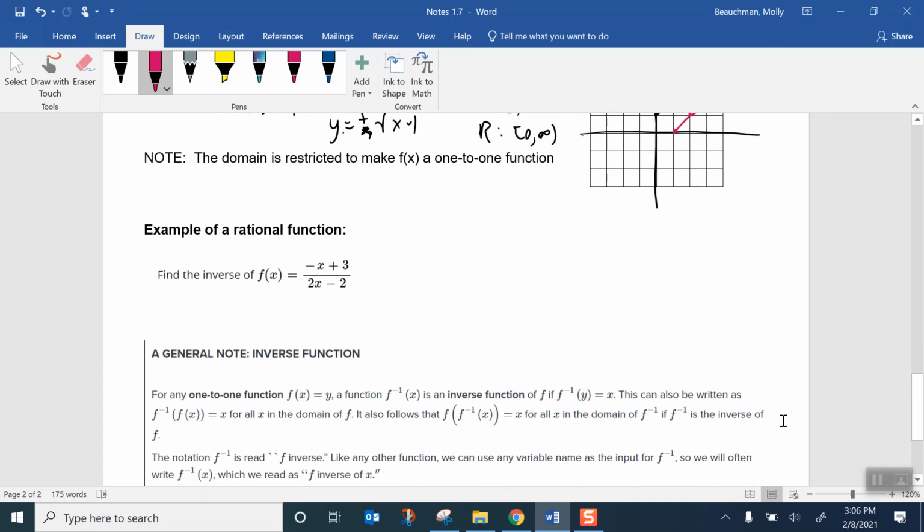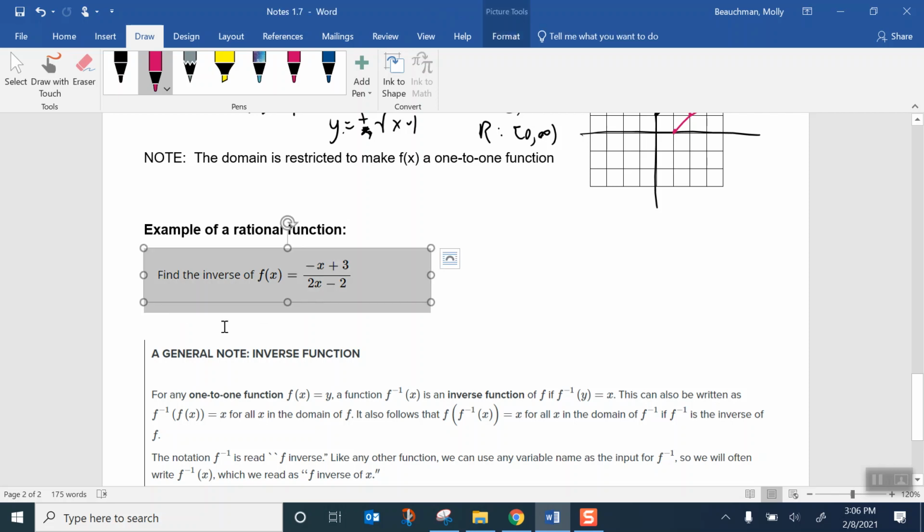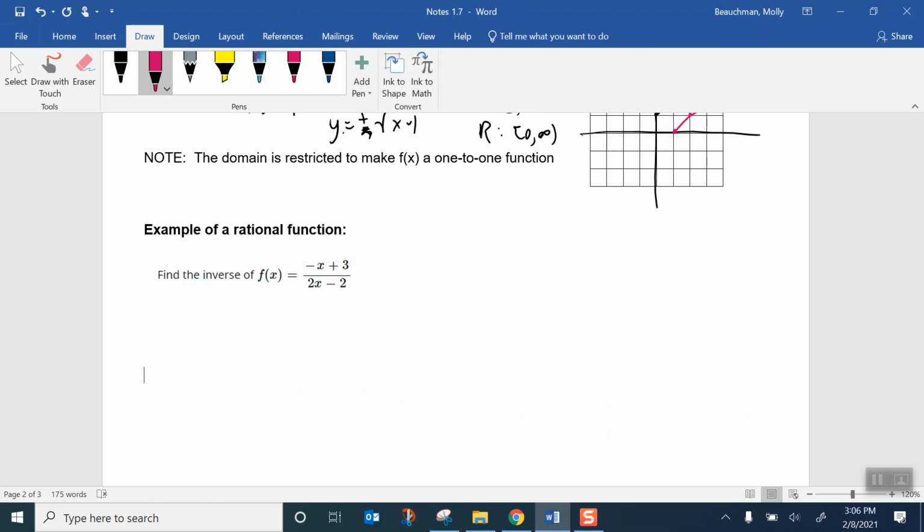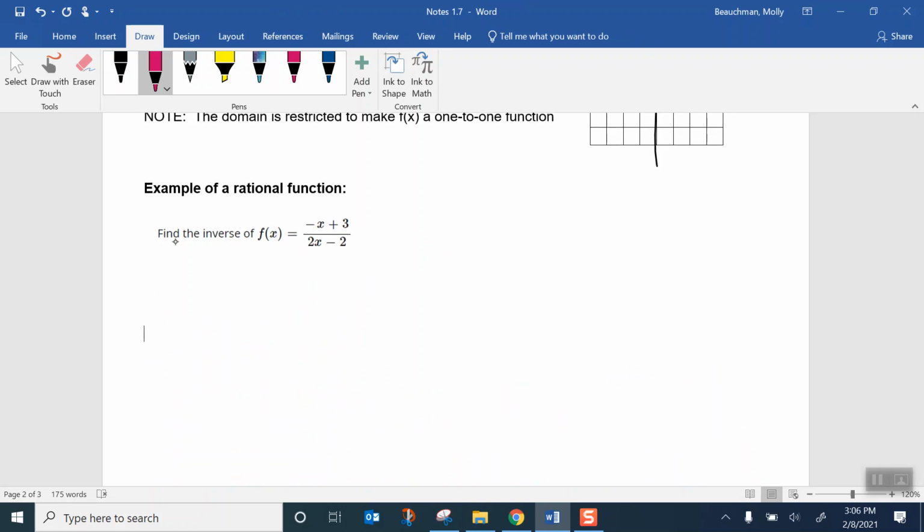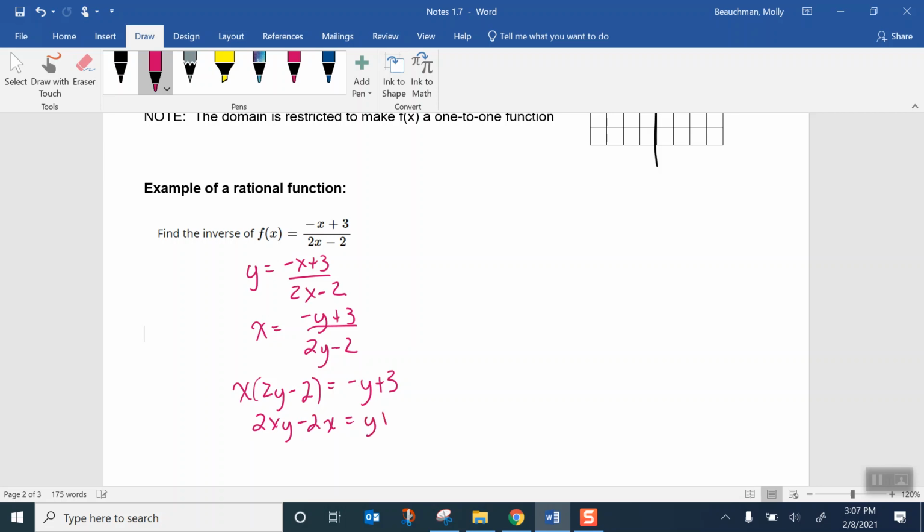All right, next example is, I just want to do an example of a rational function just to get you to take a look and remind you some of the algebra that goes with rational functions. So if this is our function, y is equal to negative x plus 3 over 2x minus 2, and we want to find the inverse, switch your x and y coordinates. X is equal to negative y plus 3 over 2y minus 2. Notice this is going to be a little more complicated to solve for y. So the first step is multiply both sides by 2y minus 2. I get x times 2y minus 2 is equal to negative y plus 3. Multiply out on the left side, multiply through by x. I get 2xy minus 2x equals negative y plus 3.